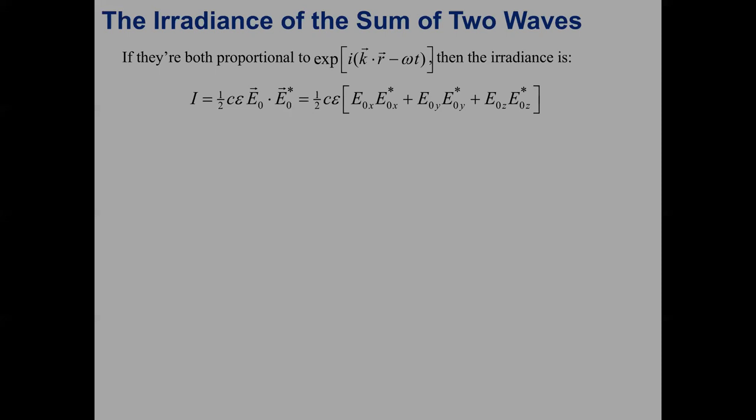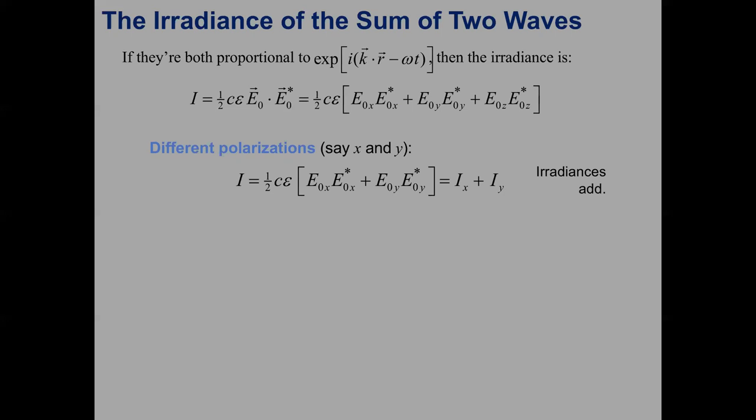As we're going to see, this total irradiance or intensity is going to depend on the light polarization and the relative colors or frequencies of the two light sources. So let's see why this is. Let's take a first case, and let's say that we have different polarizations. So we have one laser beam, for instance, polarized along the x direction, and one laser beam polarized along the y direction. This is the easy case here.